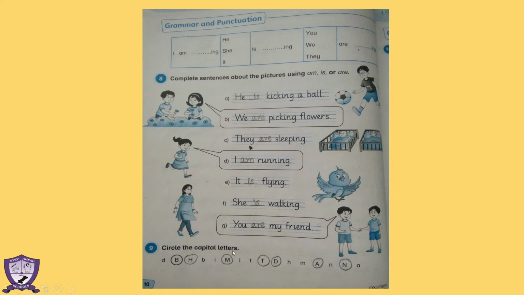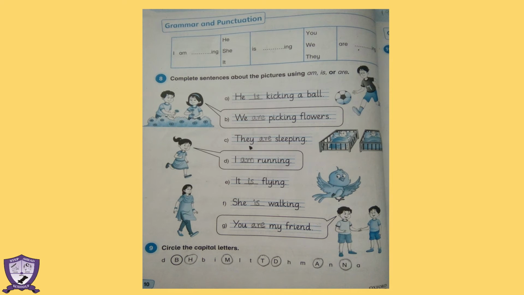Next exercise is very easy. You can do it on your own. You just have to circle the capital letters. Look in your books, the letters which are in capital, you have to just circle them. Do not circle the letters which are in small case. Small letters aren't to be circled, only capital letters are to be circled. You can do it on your own. It's very easy for you, better.